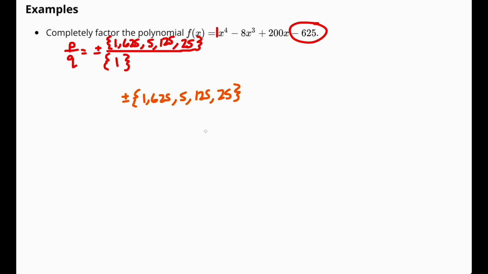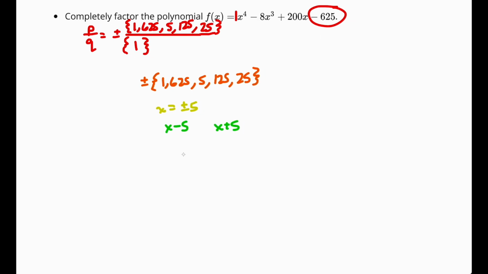So I'm going to plug this whole thing in my calculator. It's going to take a little bit, but the calculator is doing most of the work. So plugging those all in my calculator, the only ones that actually work are going to be x equals plus or minus 5. So negative 5 and positive 5 work as roots for this. So that means if it's plus or minus 5, then the factors are going to be x minus 5 and x plus 5. So those are two of the factors right away. So what we're going to do is use synthetic division on this to break down that polynomial so we can get all the other factors as well.